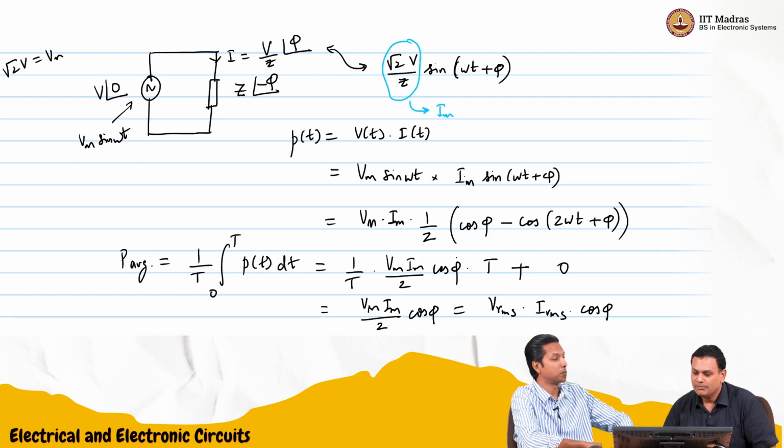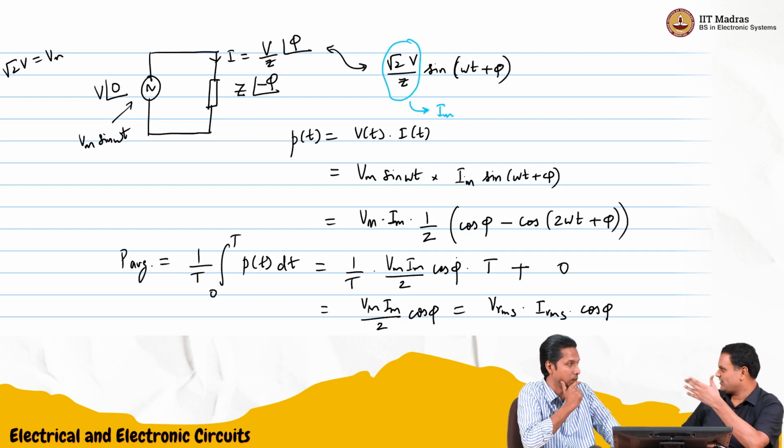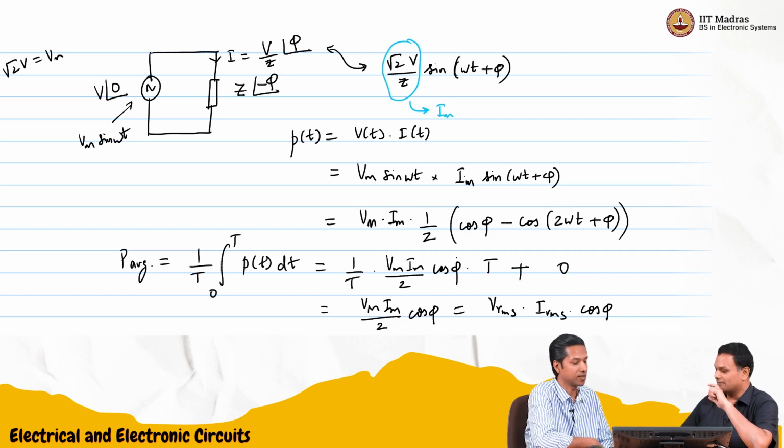Since the impedance angle, phi, will always go from minus 90 degrees to plus 90 degrees, this cos phi will always be positive. That's what we expect, because the average power should always be positive. It's not absorbing power. So that makes sense.